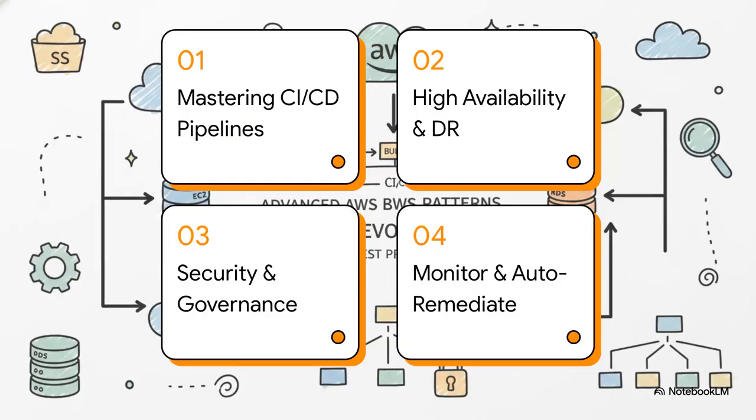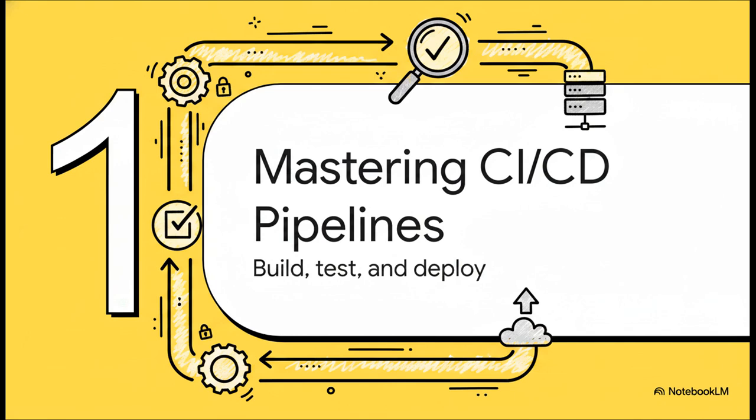To tackle this, we're breaking things down into 4 foundational pillars for this explainer. First, mastering CI/CD pipelines. Second, high availability and disaster recovery. Third, security and governance. And fourth, monitoring and auto-remediation. Let's hit it. Starting off with Pillar 1, mastering CI/CD pipelines.